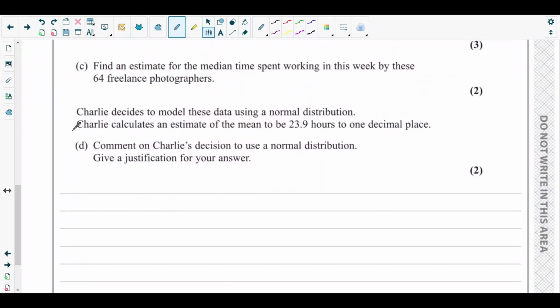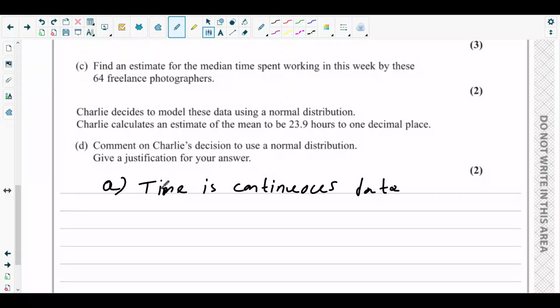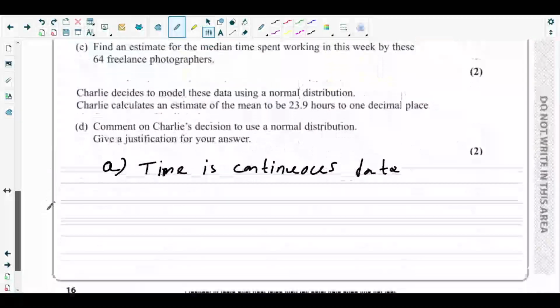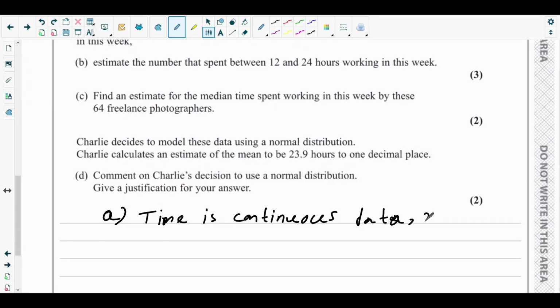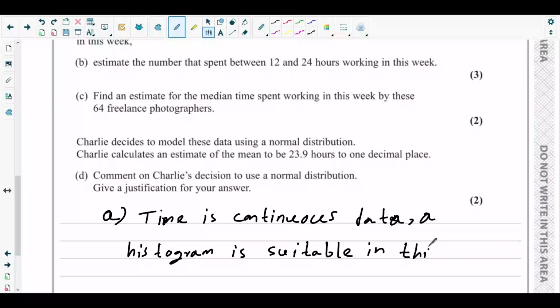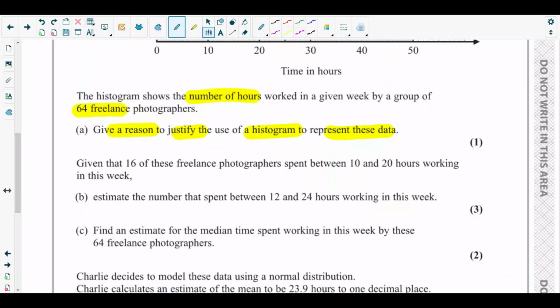So for part A we can say: time is continuous data or variable, so a histogram is suitable in this case. That's what part A has asked for.